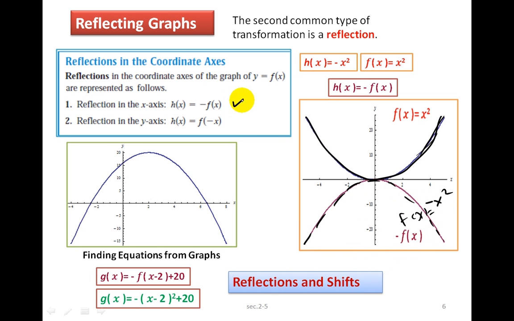So here you have two types of reflections. If you are reflecting with respect to the x-axis, h of x will be minus f of x. The minus will be in the front. And if you are reflecting with respect to the y-axis, put the negative inside the function. That means it will be f of negative x. Okay.